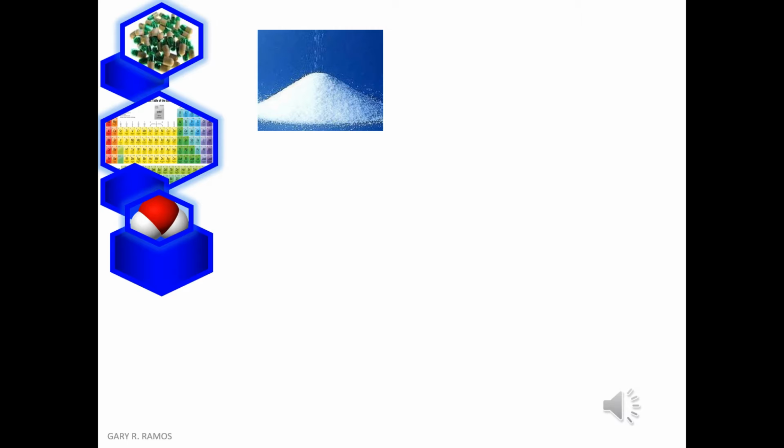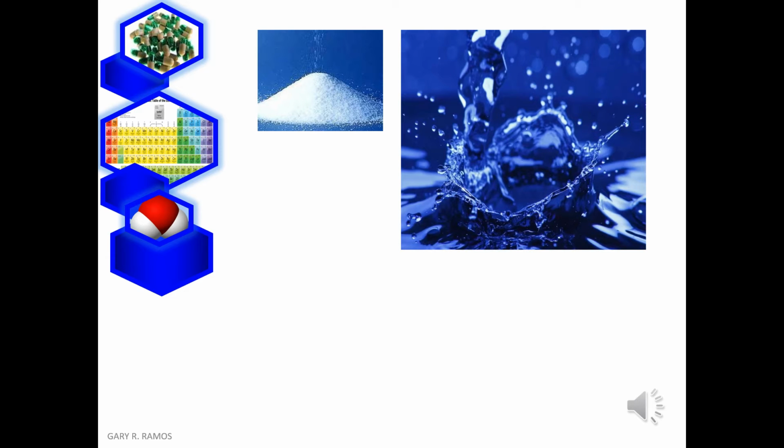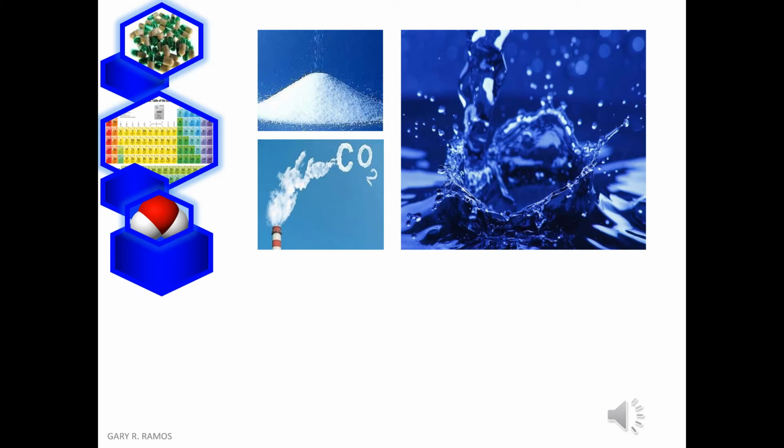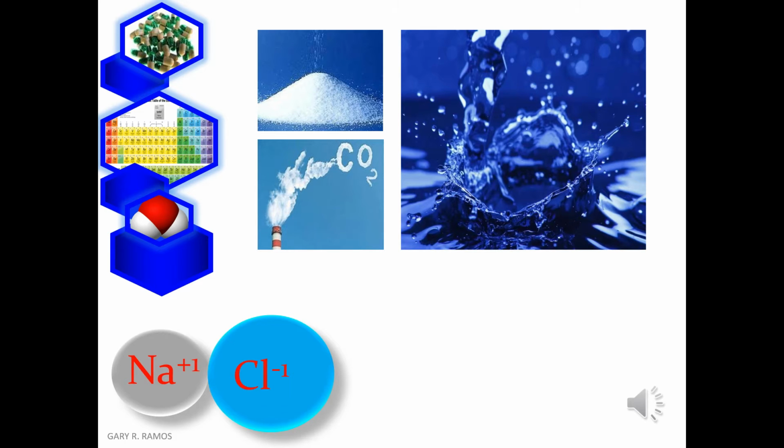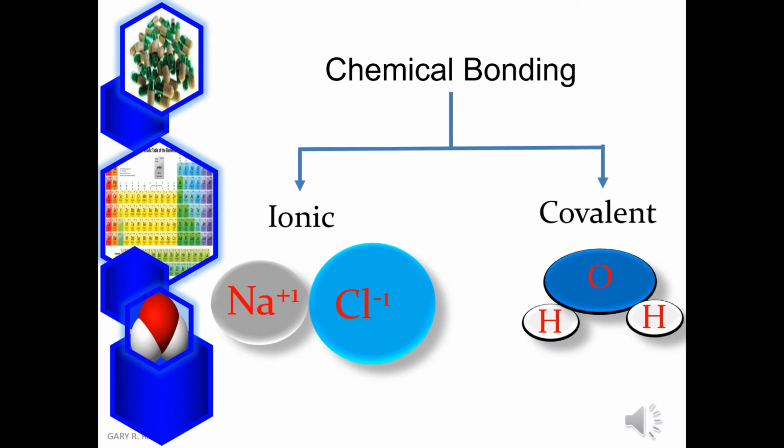Salt, water, and carbon dioxide are just some examples of substances which were produced by the process called chemical bonding. Chemical bonding happens when two or more different atoms or molecules combine. Chemical bonding can be classified into two: ionic bonding and covalent bonding. In this episode, we will discover how ionic bond formation takes place.